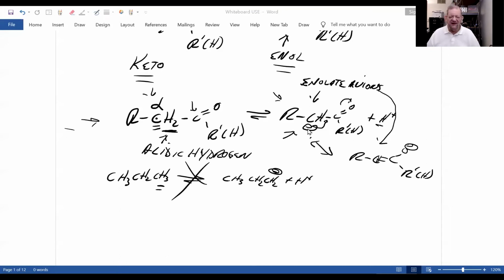So what does this mean? Well, if you have an enolate anion, you've got here a negative charge on carbon. It's saying, I don't want a negative charge. We're something that's positive. Well, let's look.